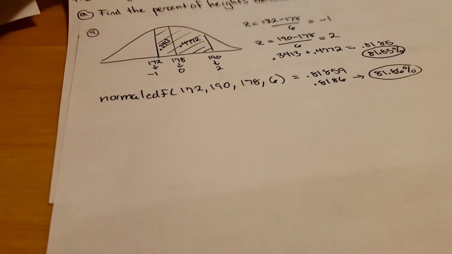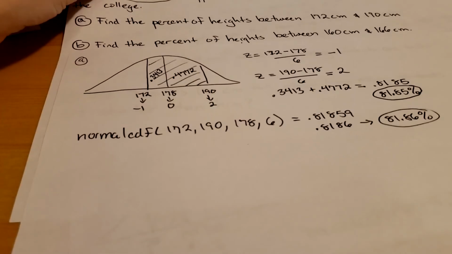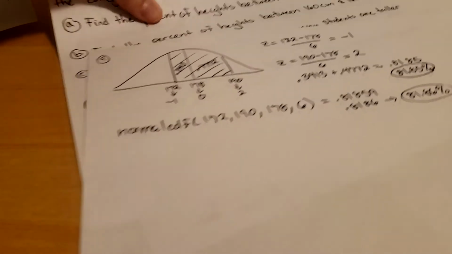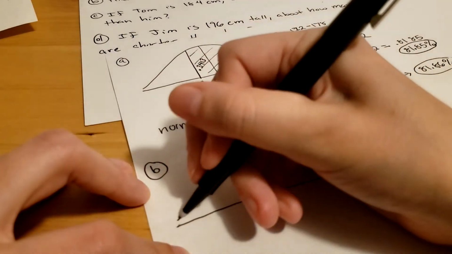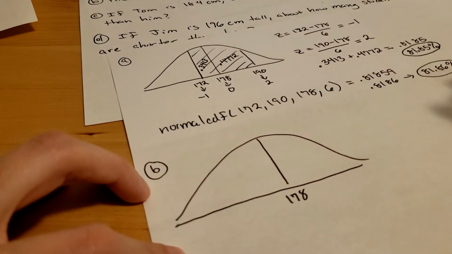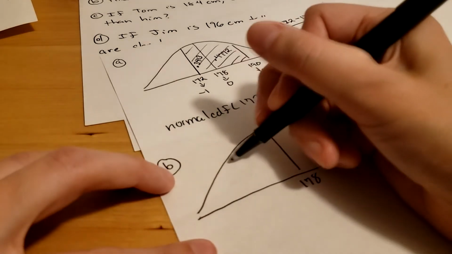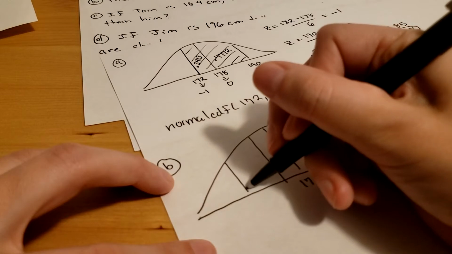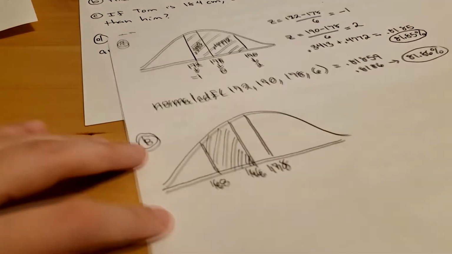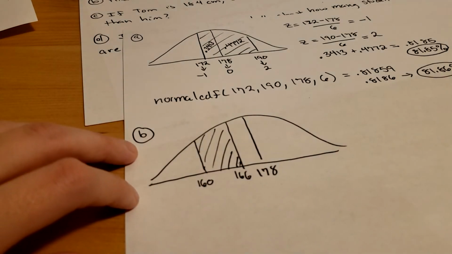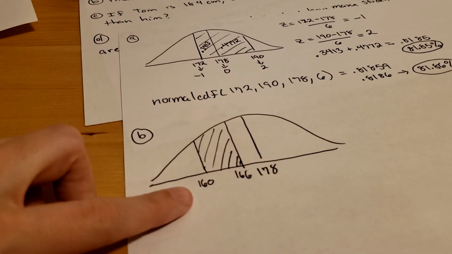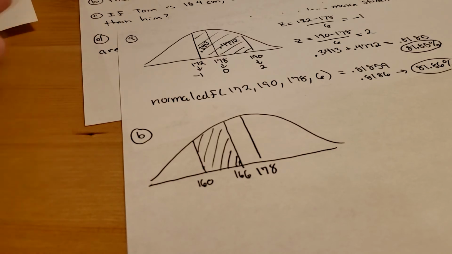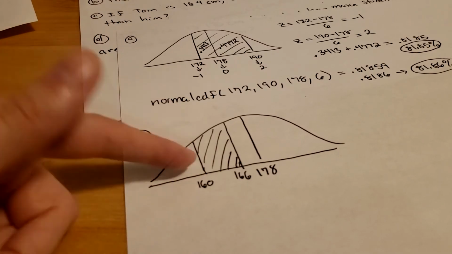Now we'll move on to part B of this problem, which is find the percent of heights between 160 and 166. First, we'll draw a picture. Okay, so our mean was 178. They want us to find this percent of heights between 160 and 166. Those are both values that are below the mean. So we're looking for a chunk of area like this. Now what we need to do is convert the two of these to z-scores, then use the tables the way we know how to use the tables to solve for this piece of area.